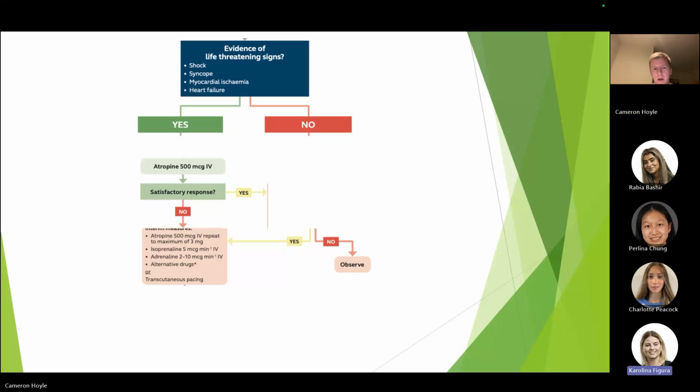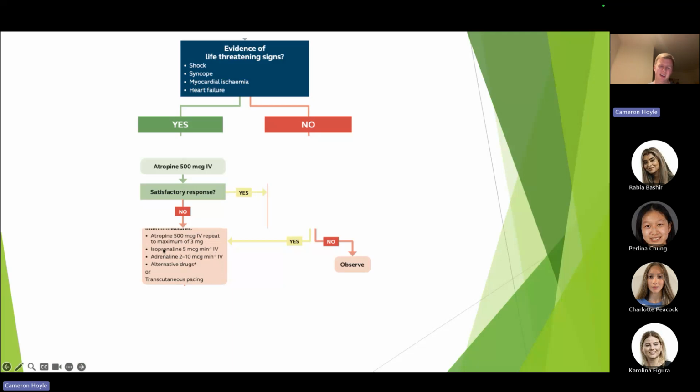And then Charlotte's asking, would you give it all at once? Yes, you give it all at once, followed by a flush. Just give it as a bolus. It's not an infusion, it's just a little bolus of atropine. Yep. Thank you. That's all right. You can repeat the atropine up to a total of 3 milligrams. So you can repeat each 500 up to a maximum of 3 milligrams.